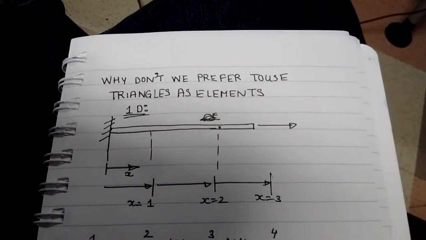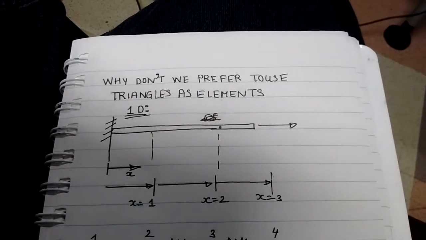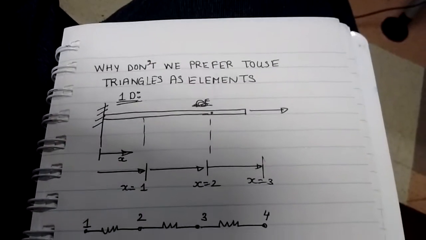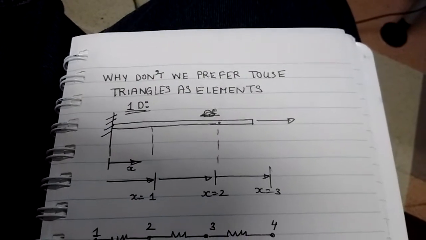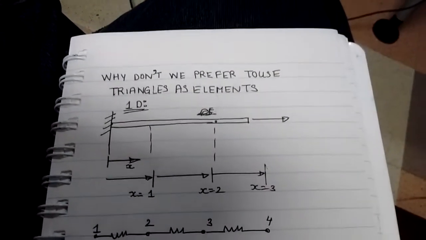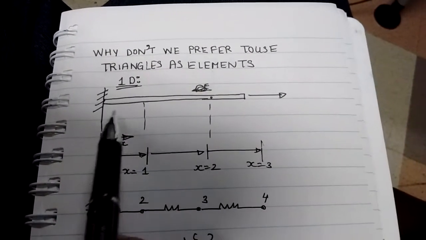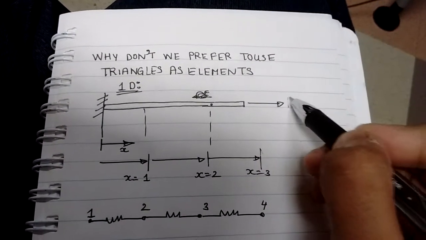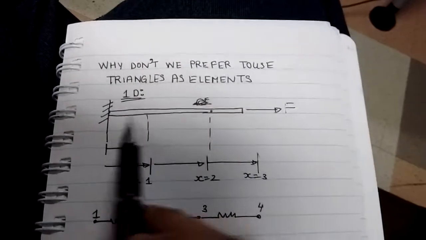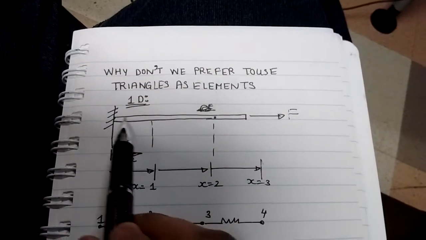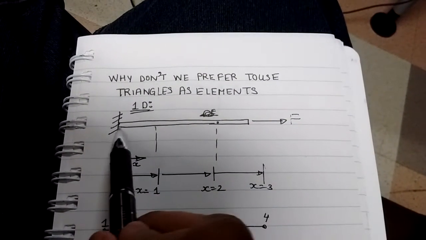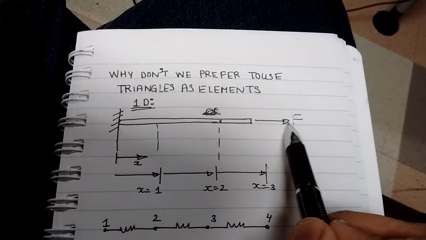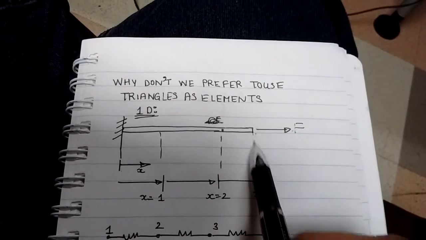Hi. So there was this question asked: why should triangles not be used in 2D finite elements for analysis? To explain the reason behind it, let us first consider a 1D bar with a force. This 1D bar is constrained on one side at x equal to 0, and a force of F is applied at x equal to L.